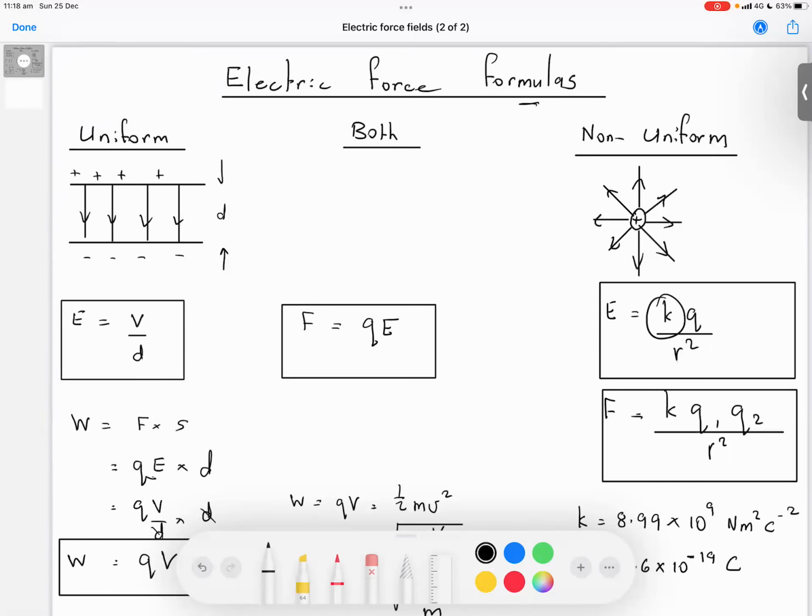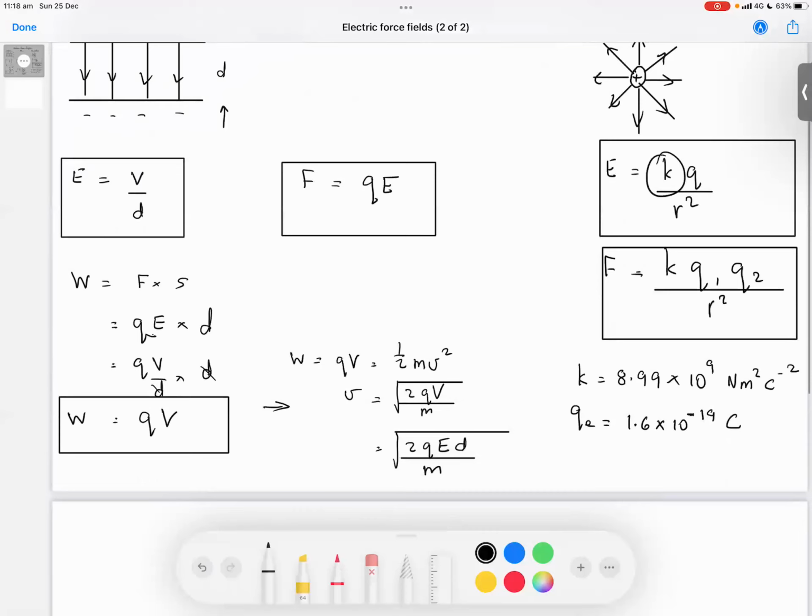So k is Coulomb's constant, 8.99 by 10 to the 9 newton meter squared per coulomb squared. And r is the distance we are away from the charge, and Q is the charge in coulombs. For an electron or a proton, the charge is 1.6 by 10 to the minus 19 coulomb. That's in the formula sheet, but it's one we might remember. You'll notice for the force between 2 charges, it's very similar to the gravitational force in terms of the formula.